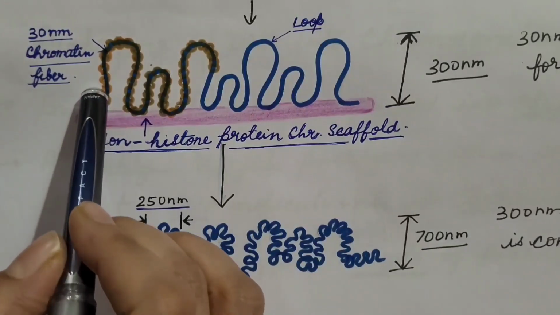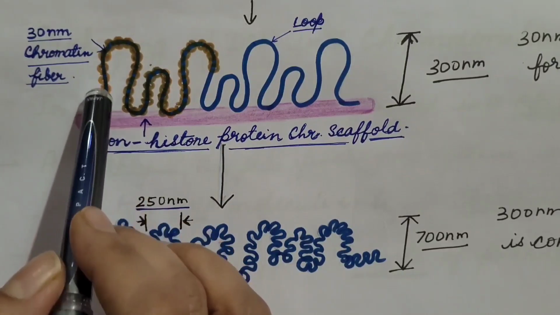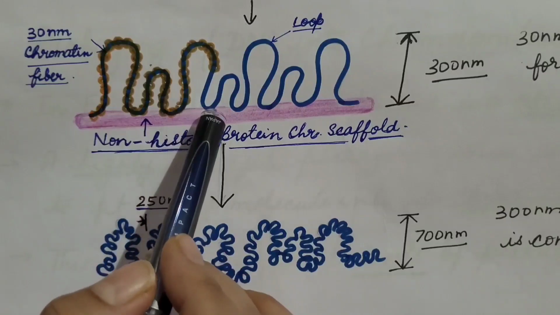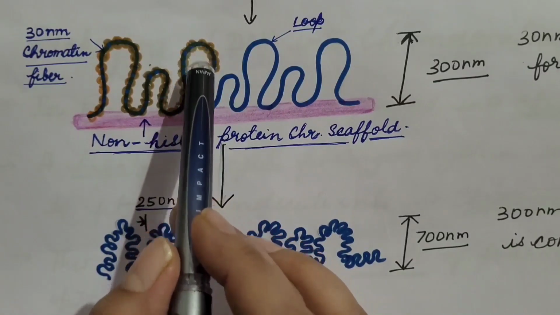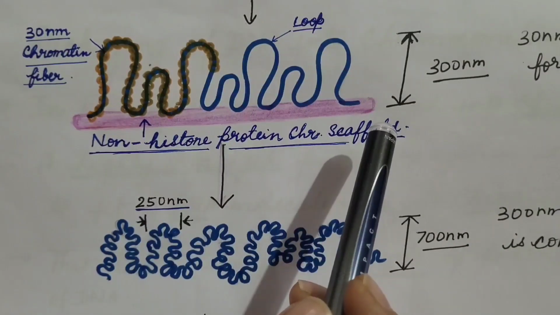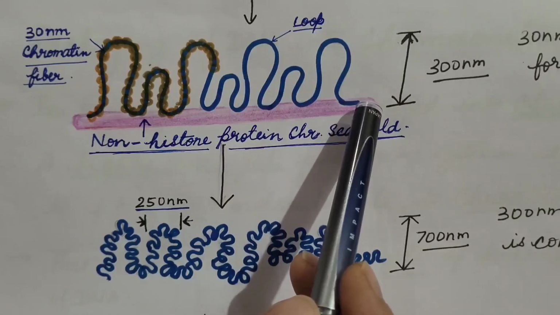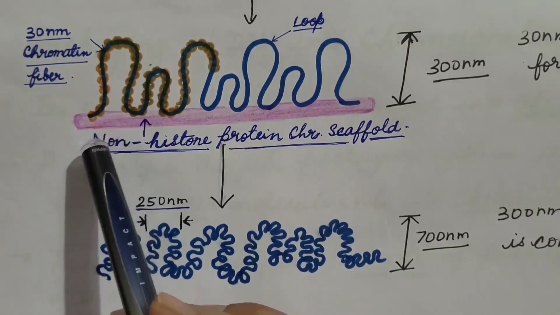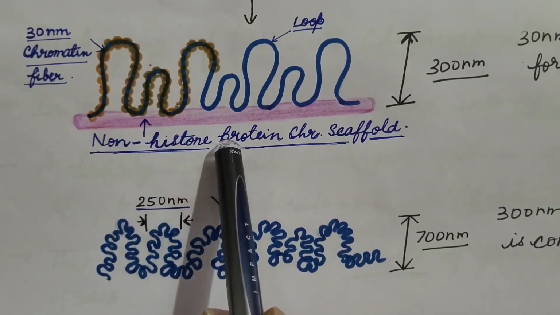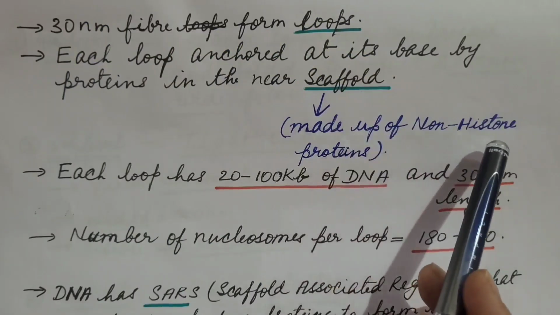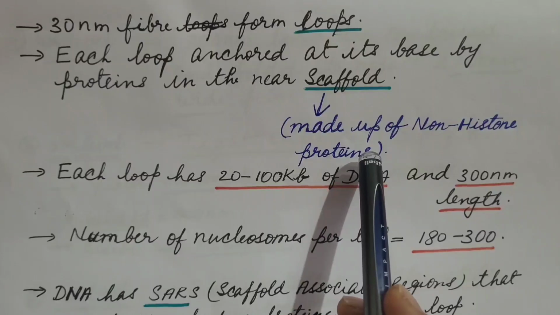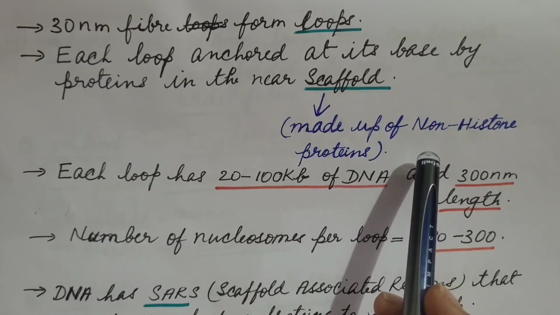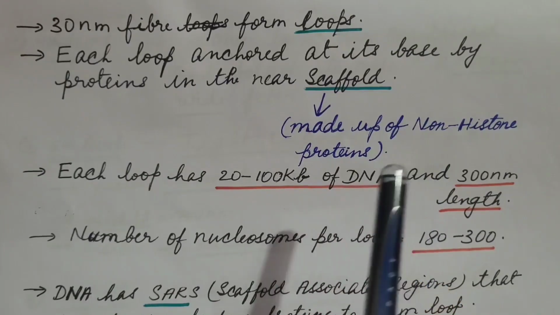This is 30 nanometer chromatin fiber. It forms loop. The length of the loop is 300 nanometer. The base of the loop is anchored to the scaffold. This scaffold is made up of non-histone protein. These non-histone proteins we have already discussed in first part of this video. You can refer to it. The link is given in the description box.